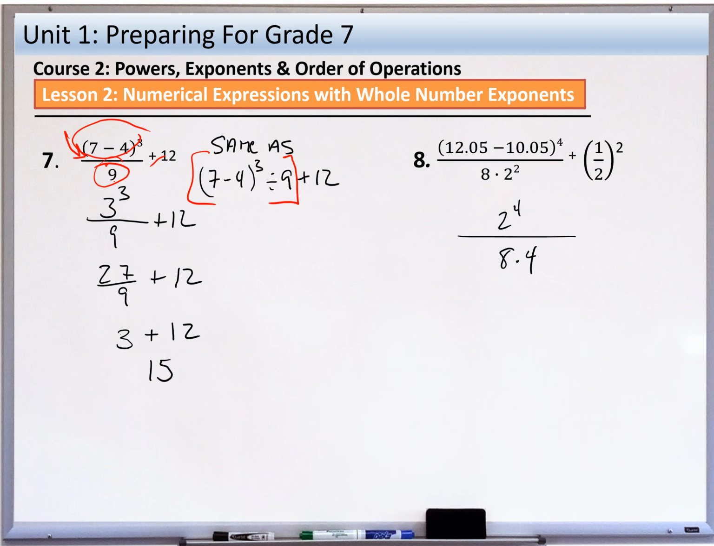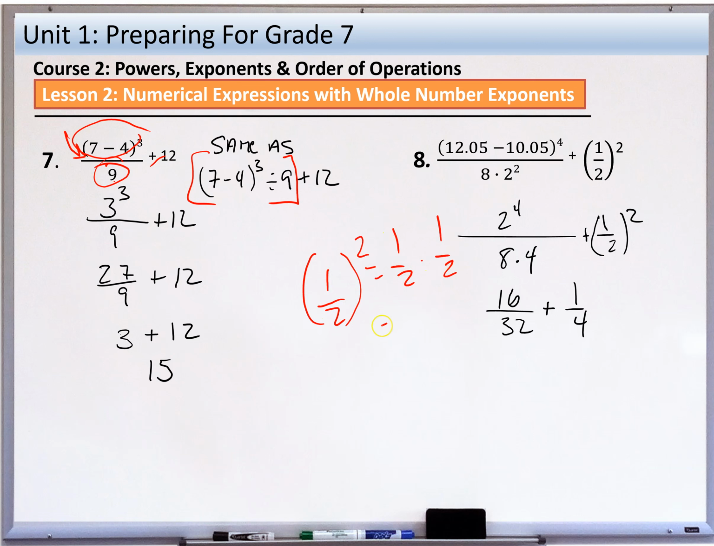So 12 and 5/100 minus 10 and 5/100 is 2. So that gives me 2 squared plus 8 times 2 to the power of 2, which is 4. And when I'm done, I'm going to add 1/2 squared to it. 2 to the power of 4 is 16. 8 times 4 is 32. 1/2 squared is 1/2 times 1/2, which is 1/4. So now I have to add these two together. I'm going to simplify that first fraction first. I get 1/2. So it's 1/2 plus 1/4. We know that 1/2 is 2/4. So 2/4 plus 1/4 is 3/4.